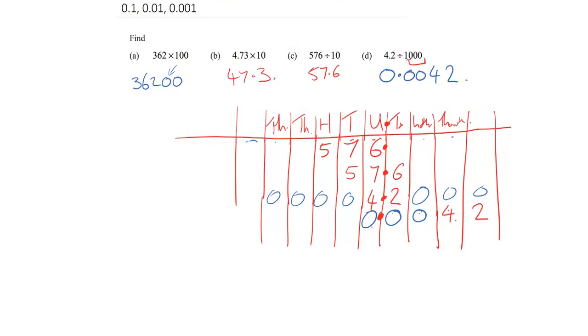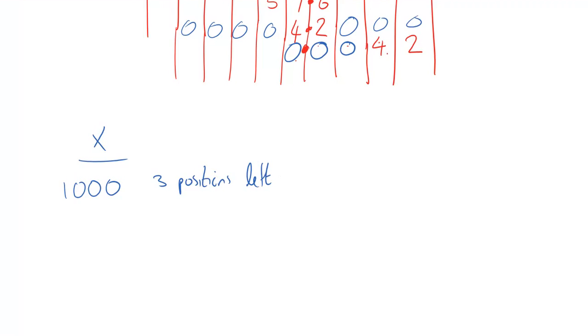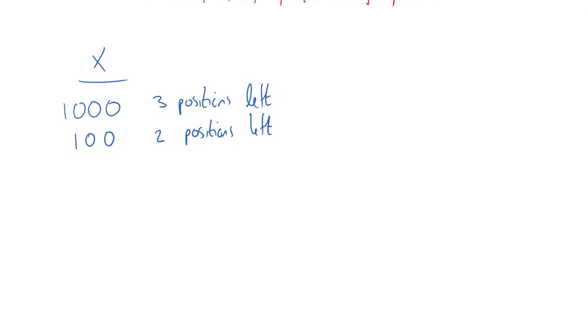Okay, so those are the answers to the questions. Now, let's just draw this out a second and sort of summarize our learning. If we multiply by 1,000, then we're going to move 3 positions to the left, aren't we? That's what we saw. And if we are going to be multiplying by 100, then it's 2 positions left. We're pushing those values all 2 positions left. If we're going to be multiplying by 10, then it's 1 position to the left.